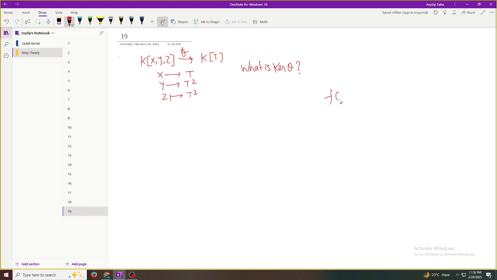If you take any polynomial f(x,y,z), like x cube y plus y square z plus z cube, something plus 5x square, whatever, put x equals t, y equals t square, and z equals t cube. This is just polynomial algebra homework. Check that this is a ring homomorphism. Now what is the kernel? Can you say what is the kernel?